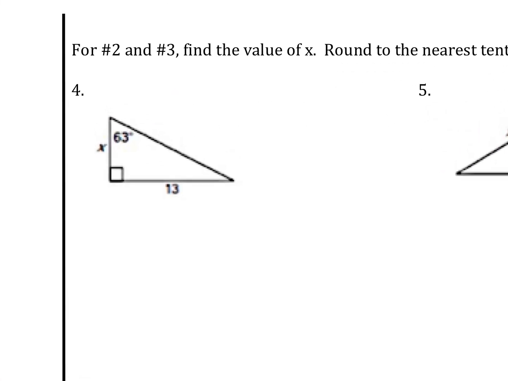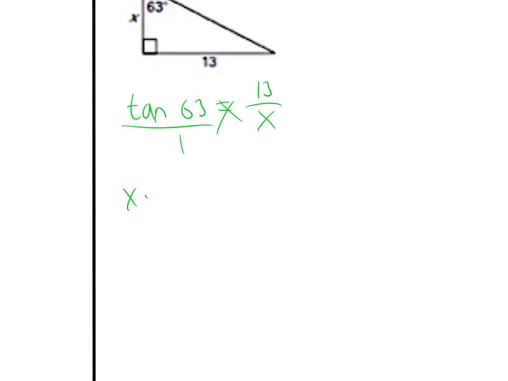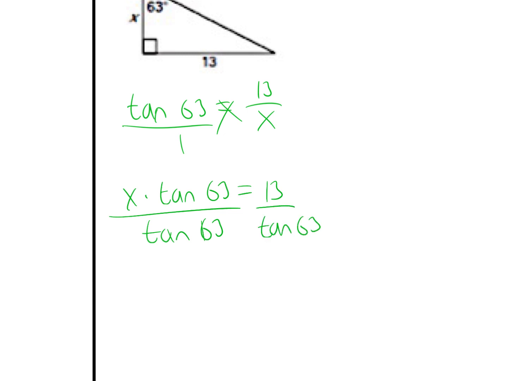Okay. So, same thing here. We have tangent of 63 equals what over what? 13 over x. Put it over 1, cross multiply. We have x times tangent of 63 equals 13. Divide by tangent of 63. We get x is approximately 6.6.